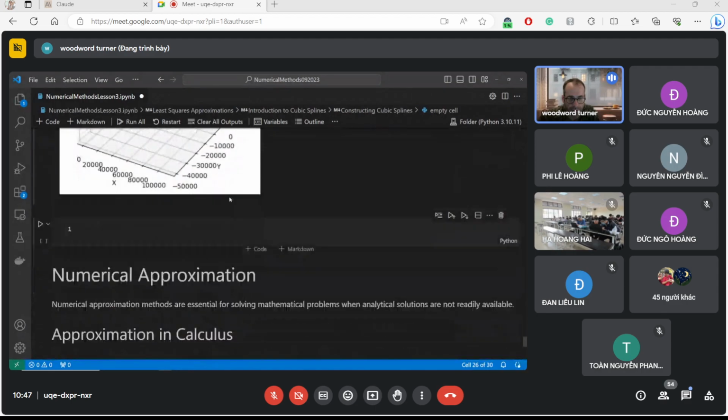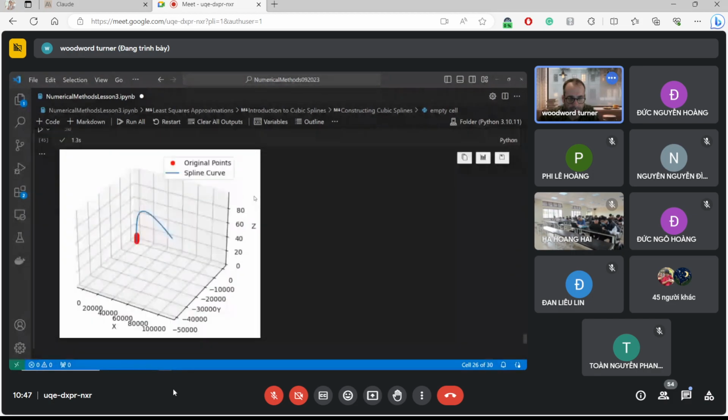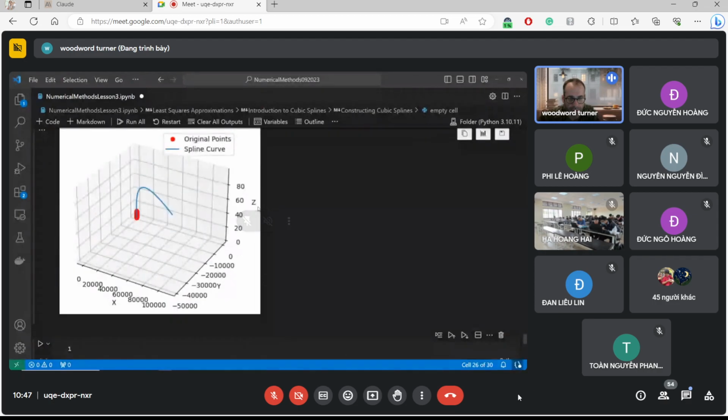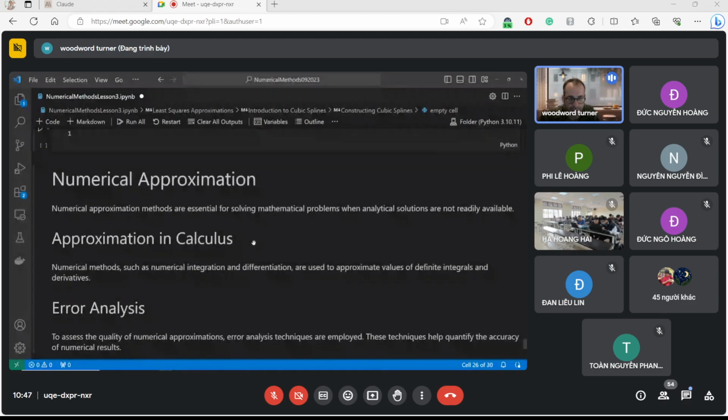Okay, so that's spline curves. I just want to end the lesson with a few ideas about the theory that we'll get into a little bit later.